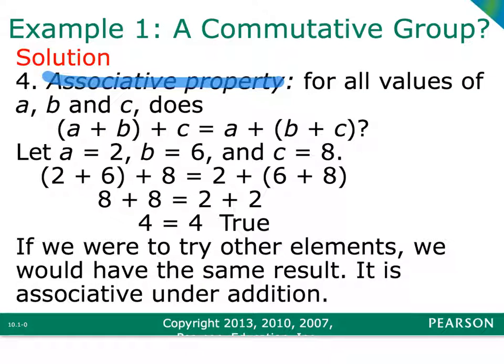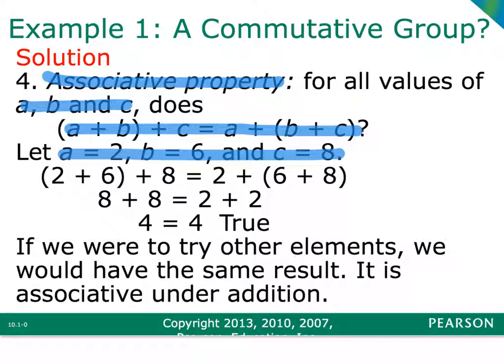Now we're doing addition, but we're doing clock addition. So for all values of a, b, and c, does (a plus b) plus c equal a plus (b plus c), whether we do a plus b first or b plus c first? We do this by example. Let a equal 2, b equal 6, and c equal 8. So we have 2 plus 6 plus 8 using 2 plus 6 first, and then 2 plus 6 plus 8 using 6 plus 8 first.